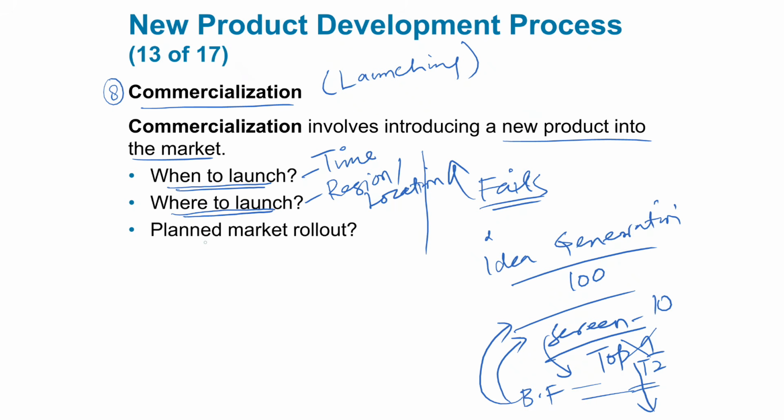Then planned market rollout, that is when you exactly want to extensively launch it in the market, what day of the time. So this is just launching in terms of making the customer or the public or the people aware that you're launching this new product, this one. But this one is actually making the product available to the customers. So making the product available to the customers.